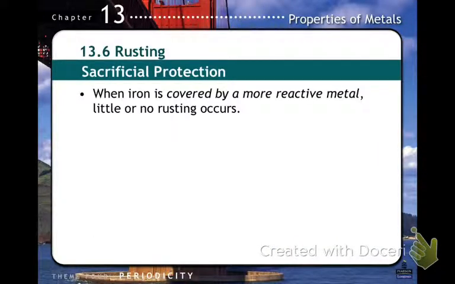Now, sacrificial protection is slightly different. People always confuse sacrificial protection and surface protection. So what is sacrificial protection actually?